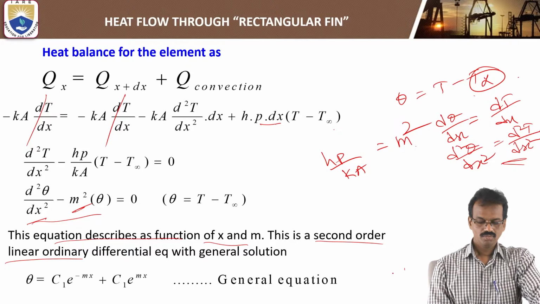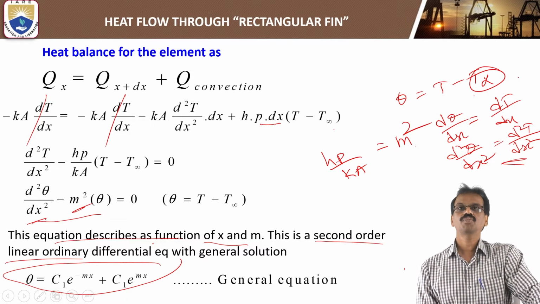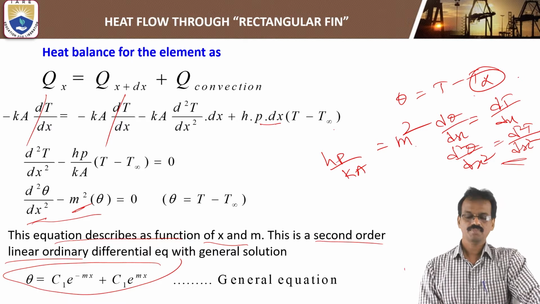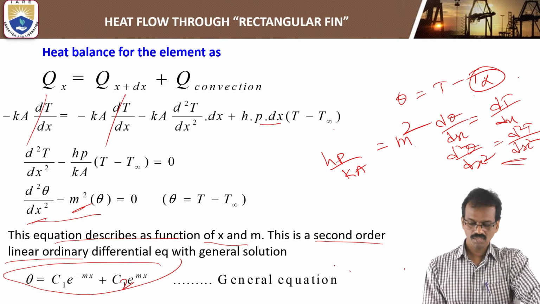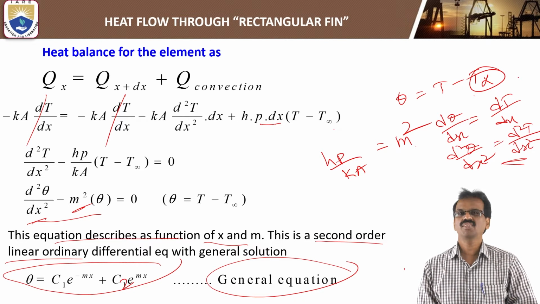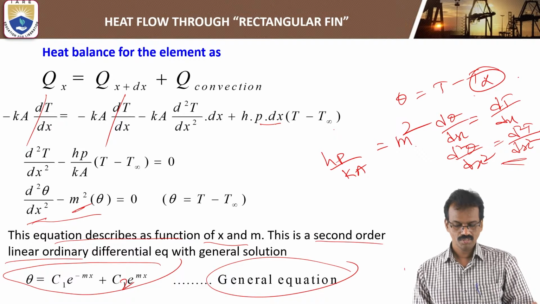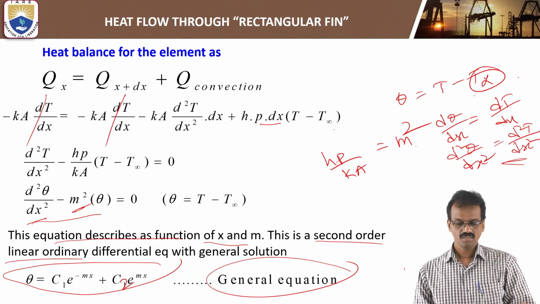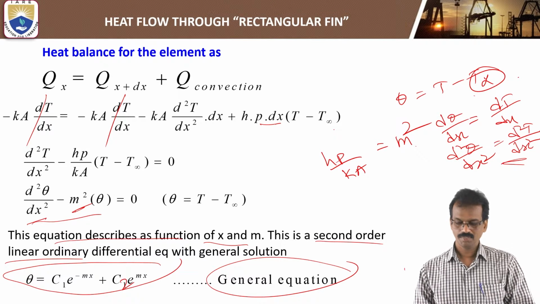So theta is equal to C1 e to the power of minus mx plus C2 e to the power of mx. This is the general equation. By using the general equation, we can derive the rate of heat transfer. The same process we already did for slab, cylinder and sphere also.